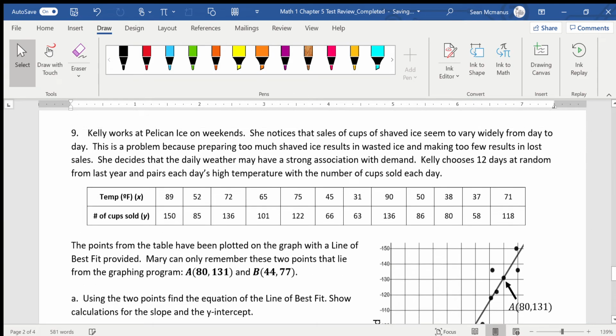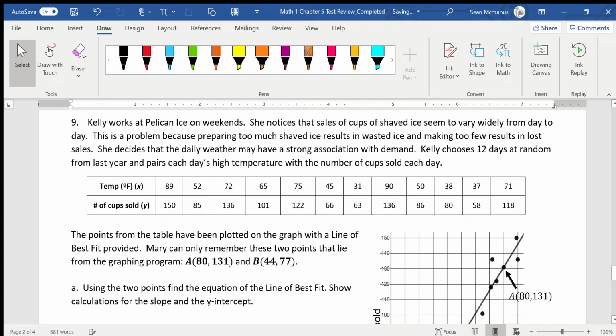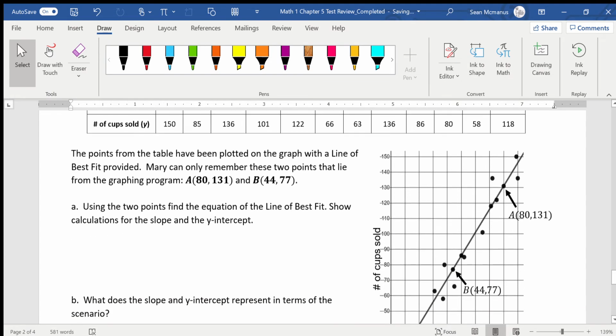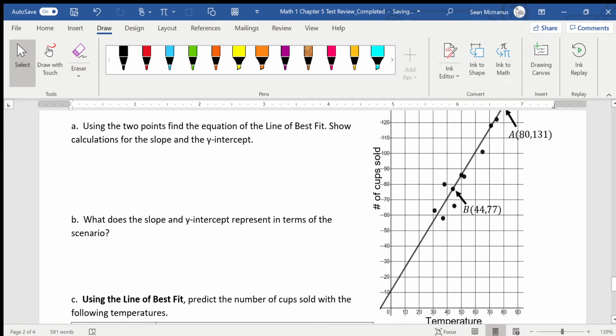All right, last problem, it's a whole page, but it's really not that long. Kelly works at Pelicans on the weekend. She notices sales of shaved ice seem to vary widely from day to day. This is a problem because preparing too much shaved ice results in waste, and making too few results in lost sales. She decides that the daily weather may have a strong association, so she chooses 12 days at random and sees how much is sold each day. So basically, how much shaved ice is sold on a day, versus the temperature.